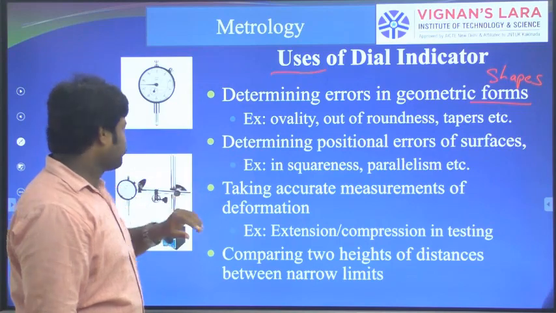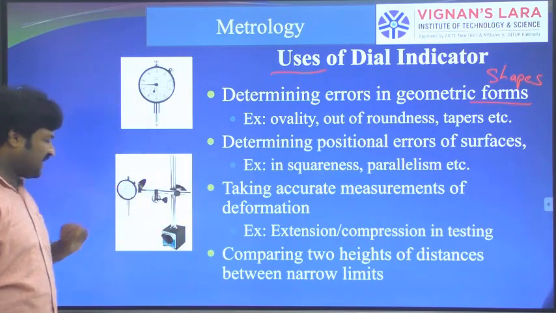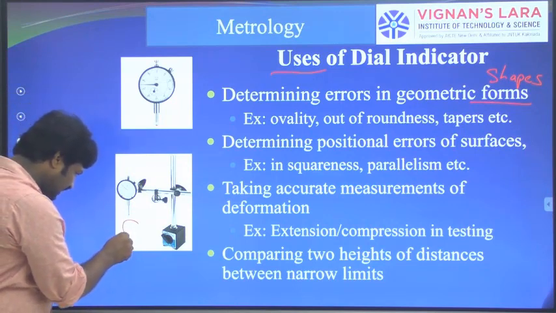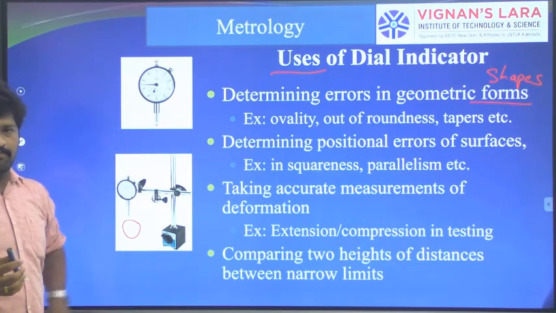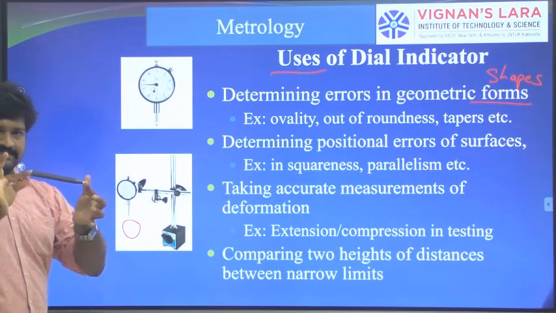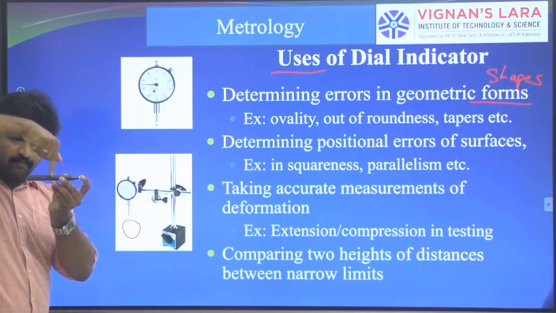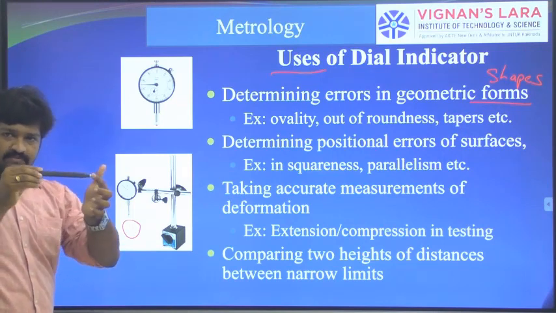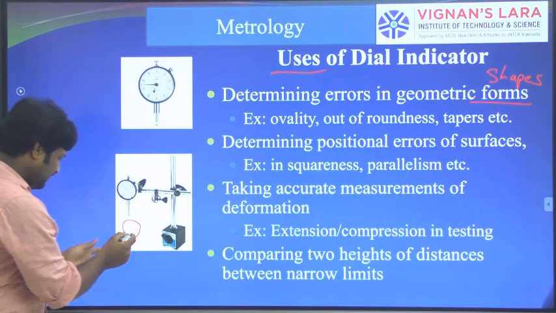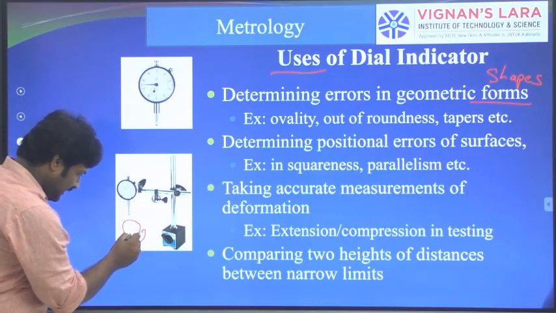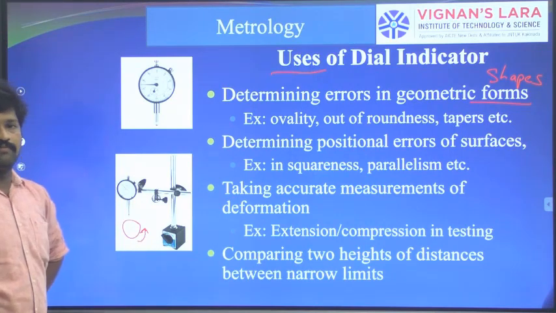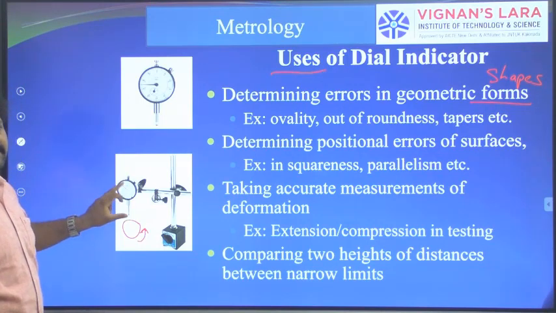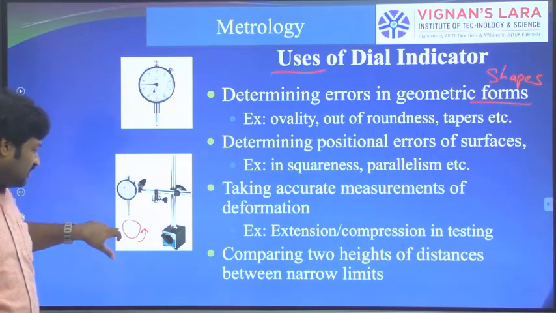Example, ovality. Here by means of a stand we connected our dial indicator. By means of two centers, we hold a circular block between two centers, and our dial indicator plunger or spindle will hold here. If we rotate our component, then the reading should be uniform. The dial indicator should show uniform reading. If there is any variation, then the component is not circular.